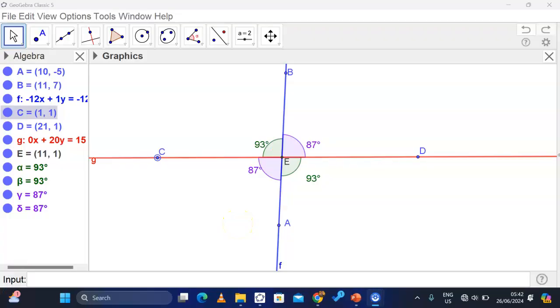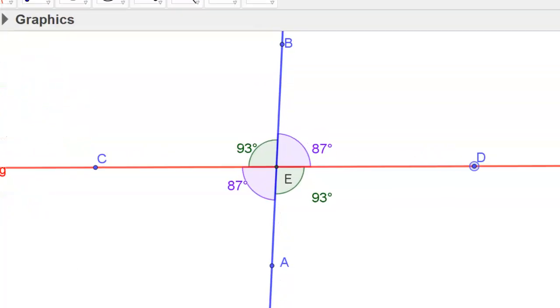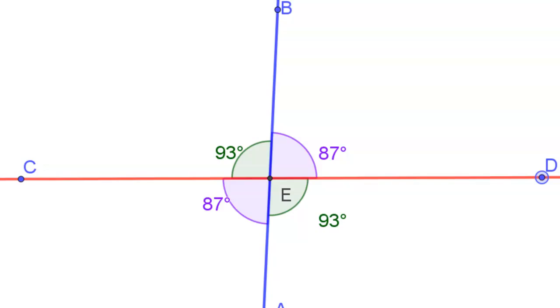With the help of GeoGebra, we can demonstrate this. Now you can see we have two straight lines, line AB, can you see that? And line CD. And they are meeting at point E, right? Now realize that the angle here is equal to the one here. And that tells you that they are vertically opposite. So 93 is equal to 93. 87 is equal to 87.